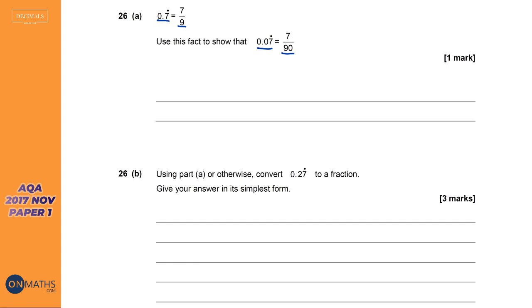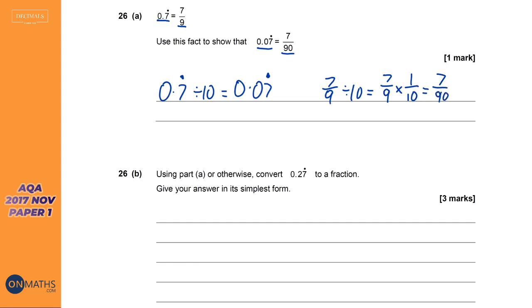And actually this is probably easier than it looks, because if we get that 0.7 recurring and we divide it by 10, that equals 0.07 recurring. And so all we need to do is get that 7 over 9 and divide that by 10. When you divide by 10, there are loads of different ways you could do this, but you could do same, change, flip. So same, change that to a times, flip that, and that becomes 7 over 90. And so therefore 0.07 recurring is the same as 7 over 90.